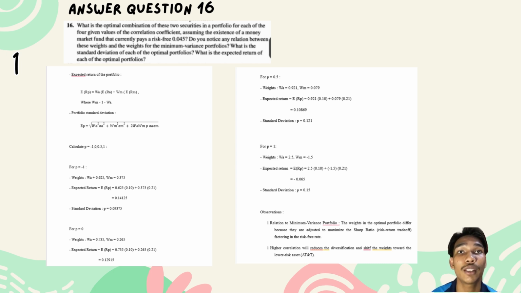Lastly, for P1, the weight for AT&T is 2.5 and for Microsoft is negative 1.5. So the answer for expected return is negative 0.065 and the standard deviation is 0.15. Regarding the relation to the minimum variance portfolio, the weights in the optimal portfolio differ because they are adjusted to maximize the Sharpe ratio, which is the risk-return trade-off factoring in the risk-free rate, and high correlation will reduce the diversification and shift the weight towards the lower risk asset.